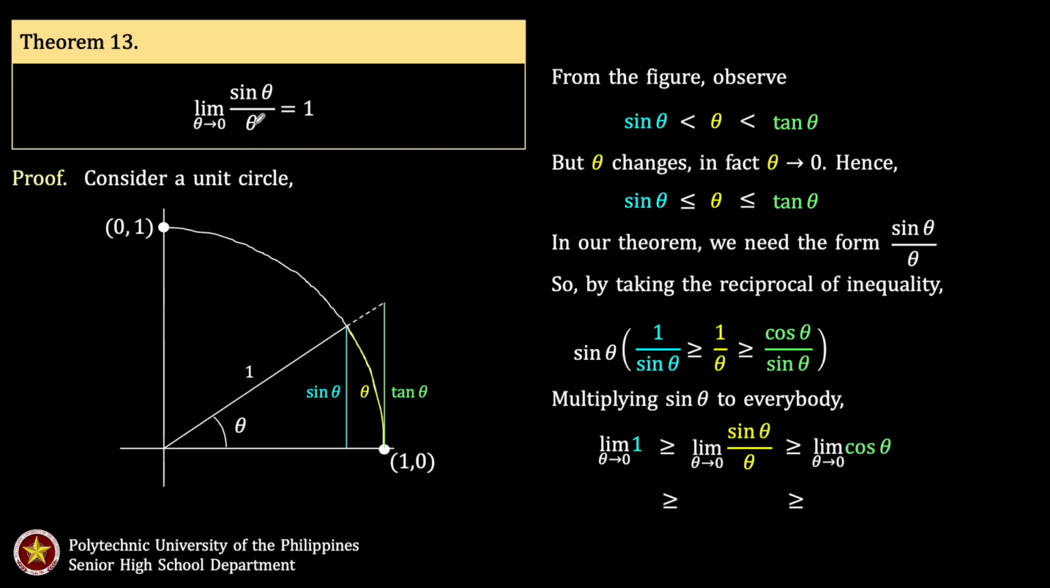So, let us get the limit as theta approaches 0. The limit of 1 as theta approaches 0 is 1. The limit of cosine theta as theta approaches 0 is also 1. Now, let us use the squeeze theorem. By the squeeze theorem, if this function is 1, and this function is also 1, we can conclude that the limit of sine theta over theta as theta approaches 0 is 1.